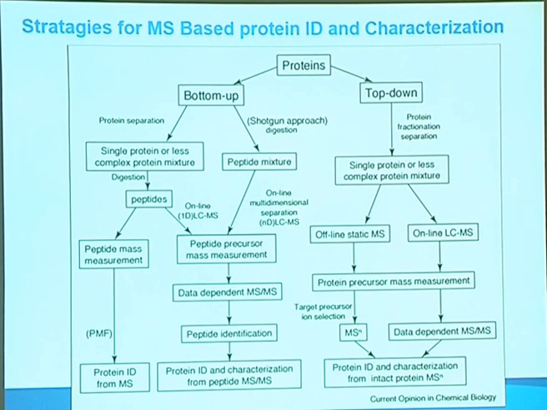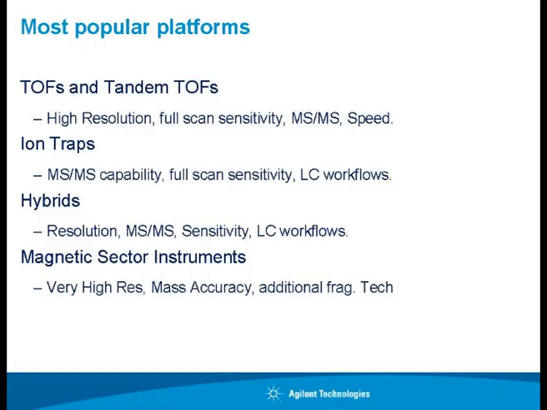The other one is top down, where you fragment the protein at the intact level itself, get the fragments at the intact level, and then try to identify. That is another approach. Most popular platforms are either TOF or tandem TOFs. When I say tandem, I mean a quadrupole coupled with a time of flight, so quadrupole time of flight, tandem. Then there are ion traps, where you have MS-MSn capability, hybrids, okay, and then magnetic sectors.